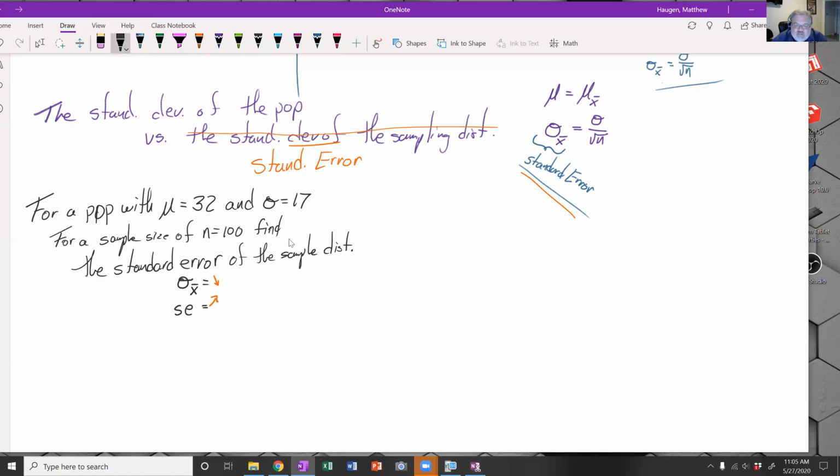I'm going to use the sigma x bar. I'll try to use that more because that's what your book likes to use, but your book will use SE every once in a while. But how do we find it for a distribution of means? Take the original standard deviation for the population divided by the square root of our sample size. So 17 divided by the square root of 100, 17 divided by 10, 1.7. And that could literally be the entire question.